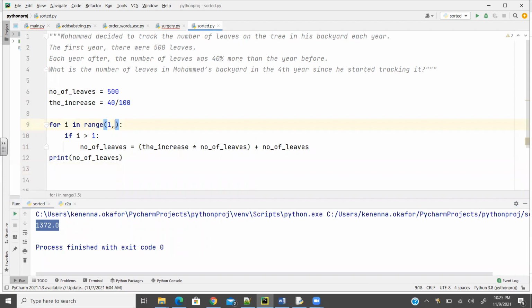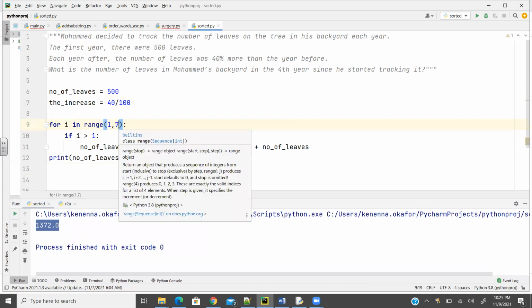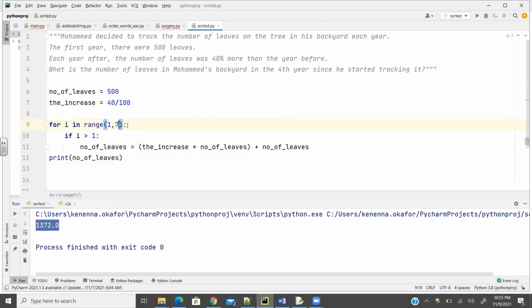If I wanted to get the number of leaves in the 6th year, I'll give 7 as this second argument. I mean, in the 6th year, I'll give 5. Sorry, I'll give 7 here, so that it doesn't count the 7, it just stops at 6. 6 will be the max number of years, okay? So let's see how many leaves in the 6th year.